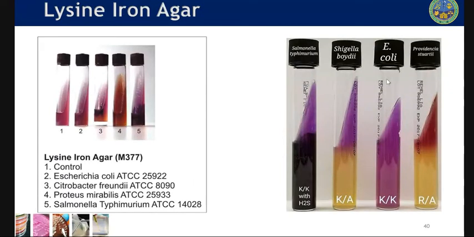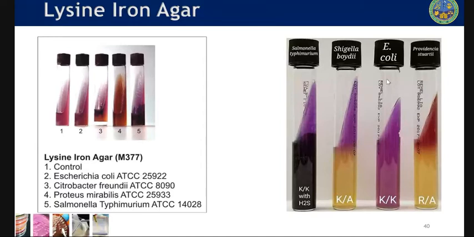So an example of the various reactions of LIA is purple, then also purple with black precipitate, which would be Salmonella typhimurium. Typhimurium is different from typhi. You have also the purple over yellow, so alkaline over acid. The first one is alkaline over alkaline with H2S, the blackening. Again, for your reading, you try to note the indicator, the H2S indicator, being used in the media.